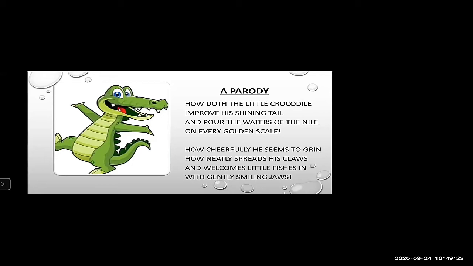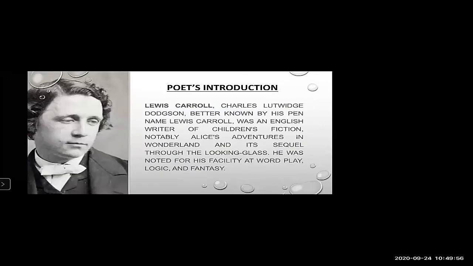Now you can see the picture of a crocodile. He's very cheerful. This poem is also about a crocodile. Now you all know that a crocodile is very big in size. It is very scary. But the poet in this is trying to make him look and appear funny and cheerful. Let's see who has written this parody.